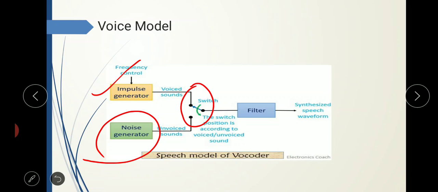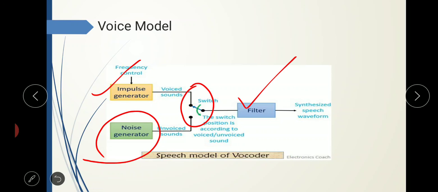Then the selected signal is passed through a filter that simulates the effect of mouth, throat and nasal passage of speaker. The filter unit then filters the input in such a way so that the required letter is pronounced. This filter helps.